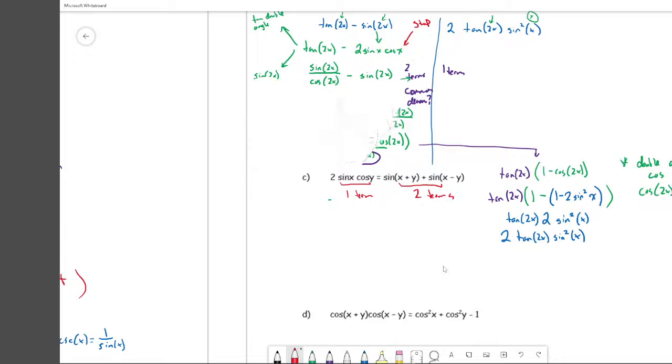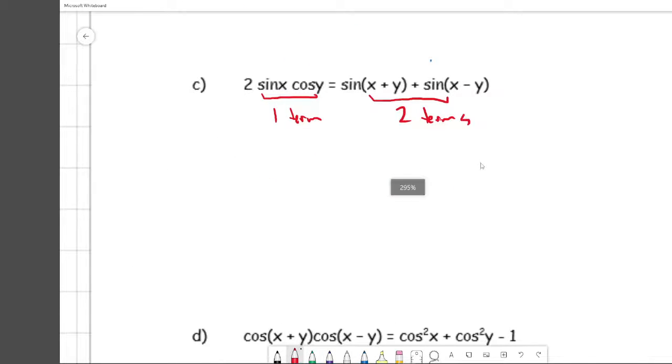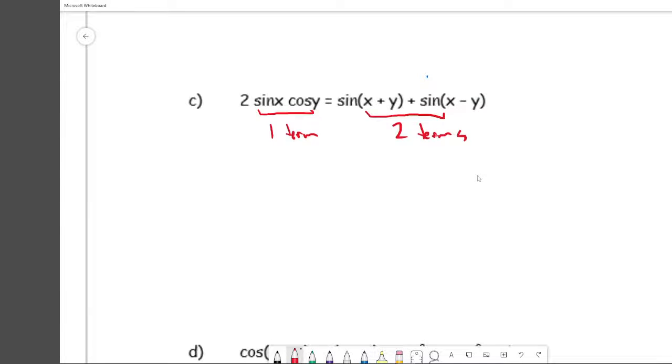As I was saying last time, the best thing to do is look at which side you feel you can get started on and work on it until you exhaust the options, and then you switch to the other side. The final thing about this one is the arguments, which are the things being subbed into the function. Here the argument is x, here the argument is y, and here the argument is a sum and a subtraction. We know those arguments sooner or later are going to have to be made the same.